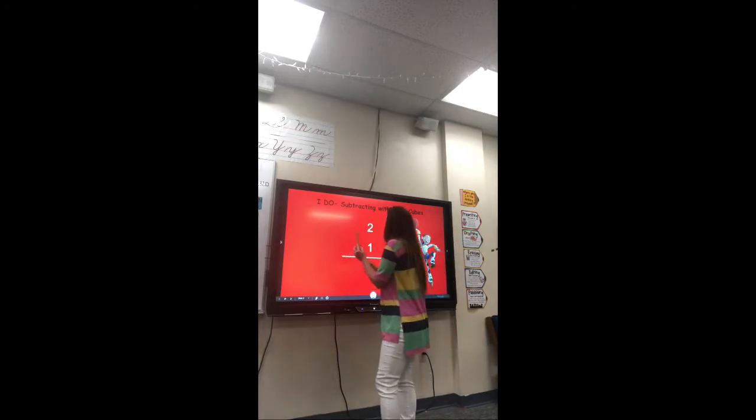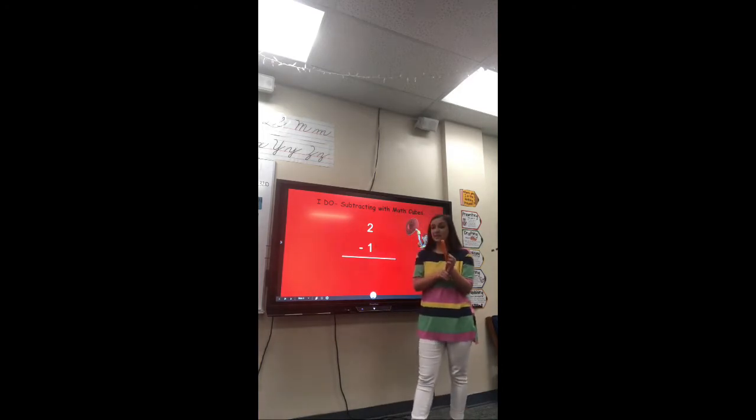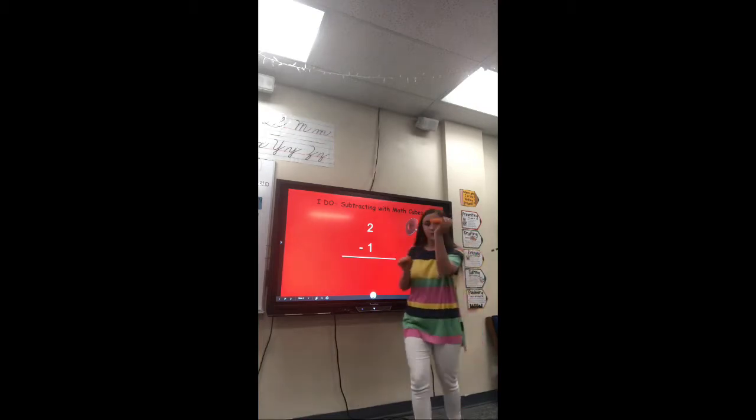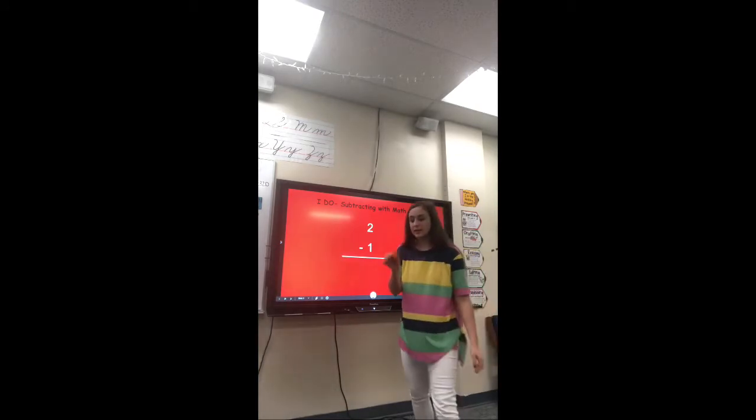Okay? So I'm going to practice just like I did with addition with subtraction with these math cubes. Okay? So my problem is 2 minus 1. So I'm going to go ahead and start with 2. I don't need all 10 of them. I only need 2 of them. So I'm going to go ahead and set this down. So I have 2 of them.